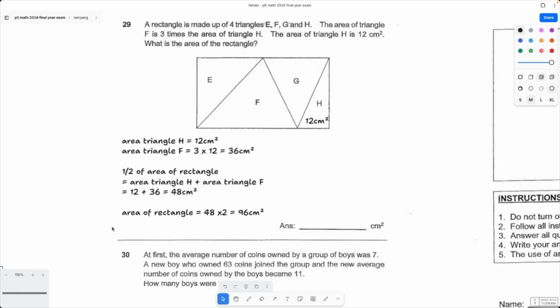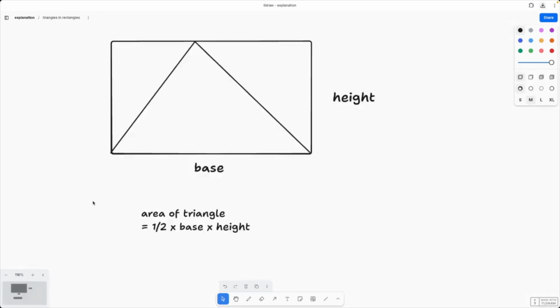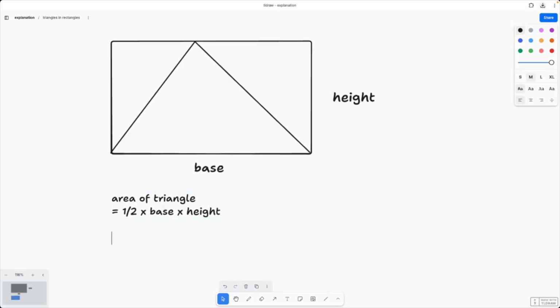Okay. So why do you think the answer is 96? I'm going to explain to you. The area of a triangle is half times base times height. At the same time, the area of a rectangle is just base times height. I just named it differently.